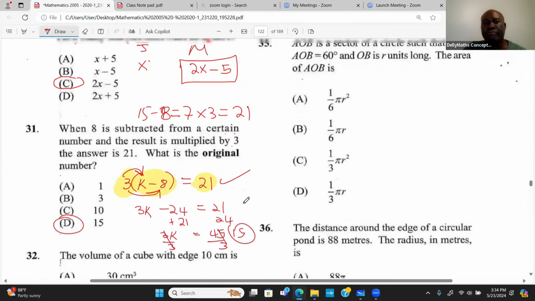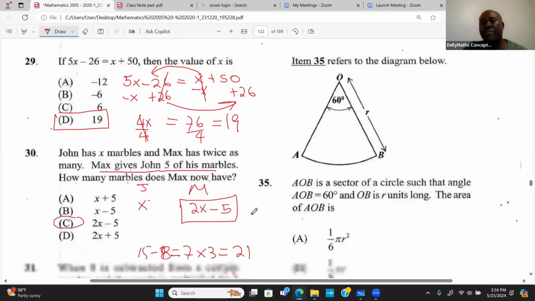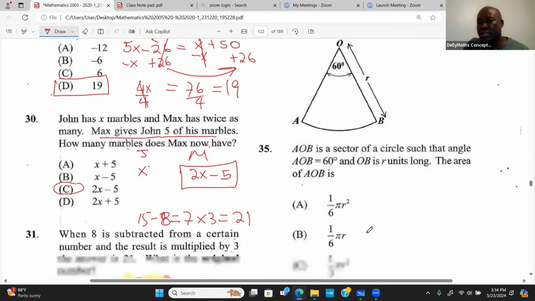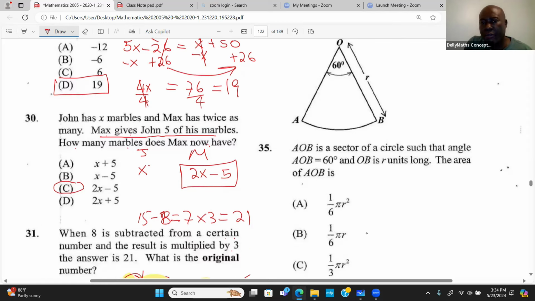Let's go to 35. Item 35 refers to the diagram in blue. We're looking at the sector with a center angle of 60, right? So let us see what the question says. AOB is a sector of a circle such that angle AOB is 60 degrees, and OB is R units. What is the area of AOB? This is what they're asking.